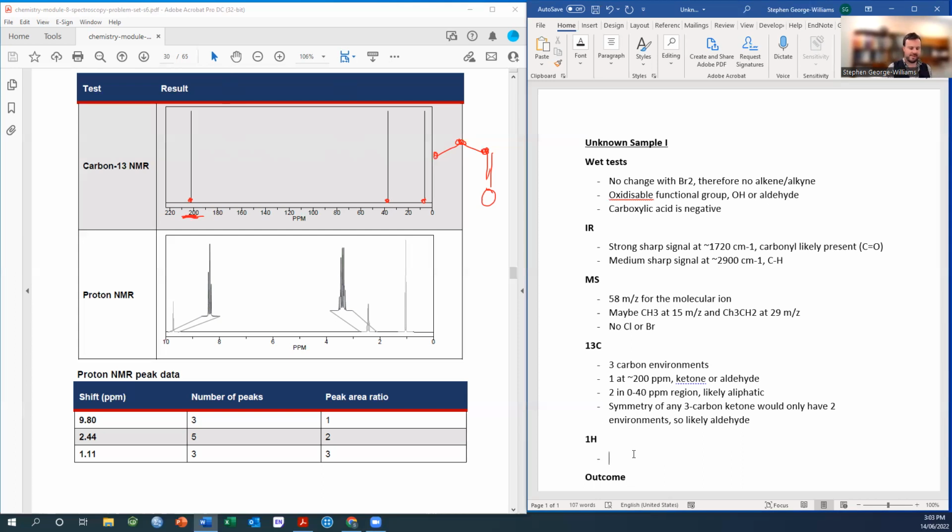Looking at my proton NMR, starting off with my signal all the way up near 10, it's almost 9.5 ppm. You tend to only get signals there for aldehydes. So I already said a moment ago that an aldehyde is very likely. This is helping me confirm that. Yes, a signal that high is typically associated with an aldehyde.